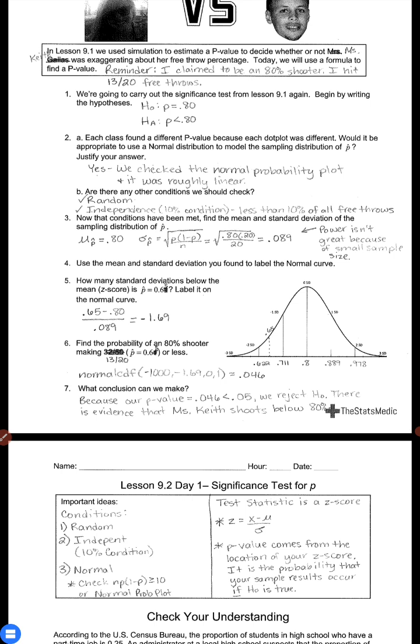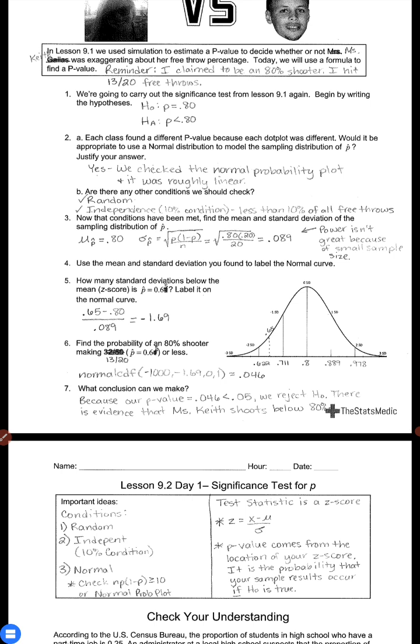But then let's say that I go out in front of you and I shoot 20 free throws and I only make 13 of them, right? Well, that's definitely not 80%. That's only 65%. So what are you now thinking? You're thinking I may have lied to you. So your alternative hypothesis is that P is actually less than 0.80 based on the free throws that I just shot in front of you.